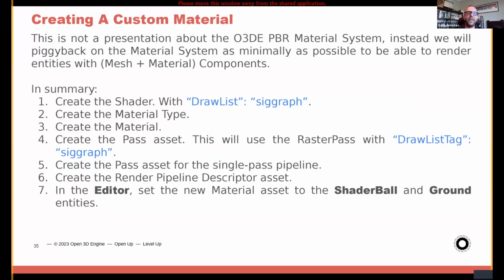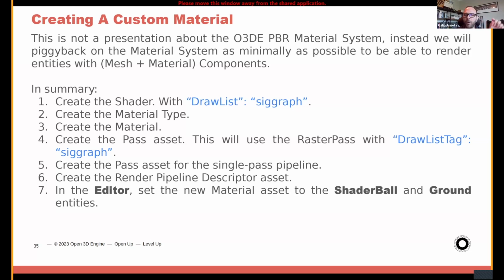So we need to create a custom material. The only thing that truly matters, this is a very simple material. It's going to have one shader, and this shader is going to have a draw list, referring to the DrawListTag called Siggraph. That means that if there is a pass later in the pipeline looking for Siggraph, then that pass is going to be able to render our mesh.